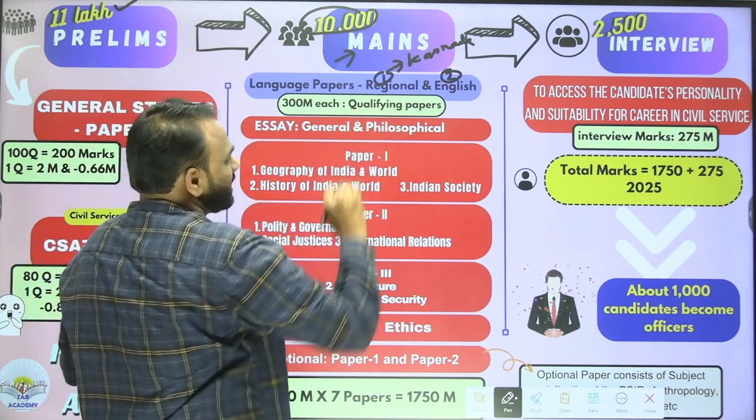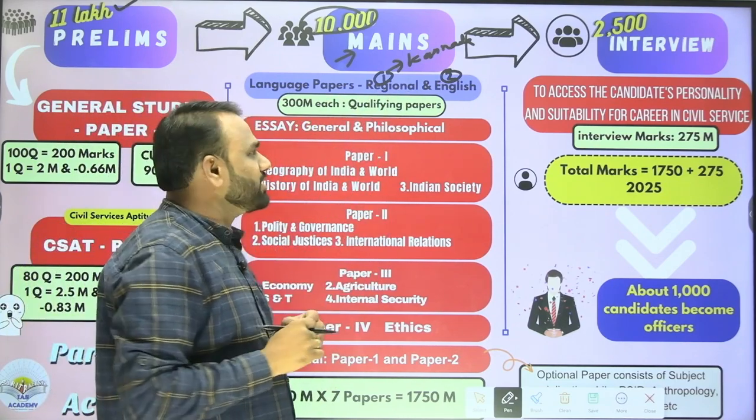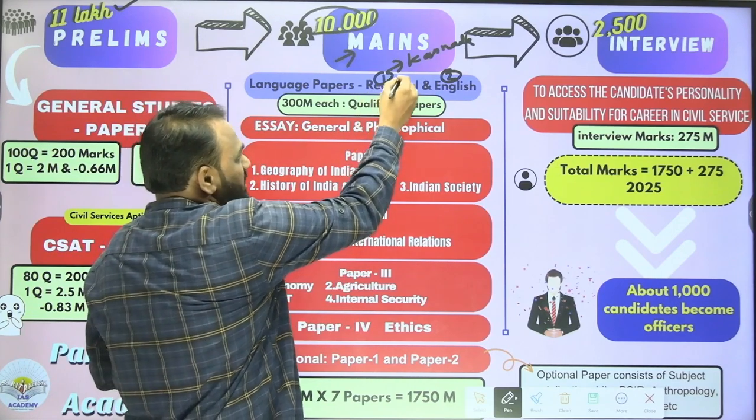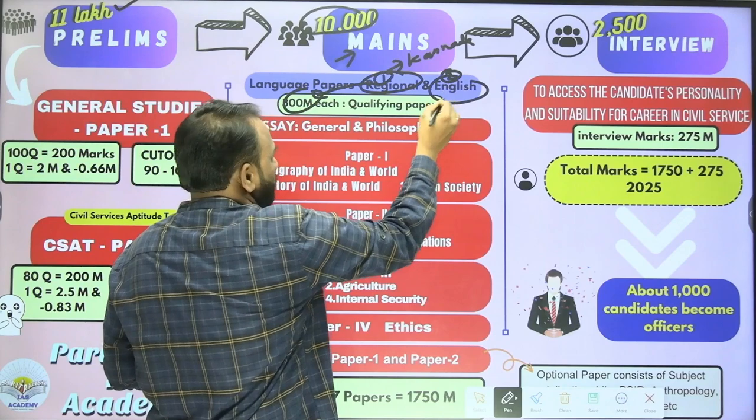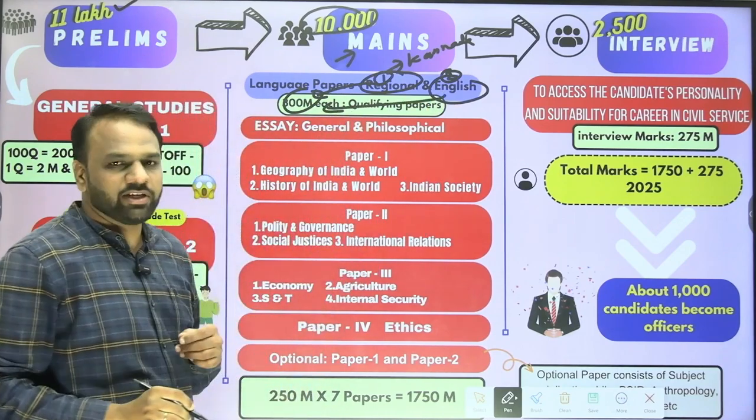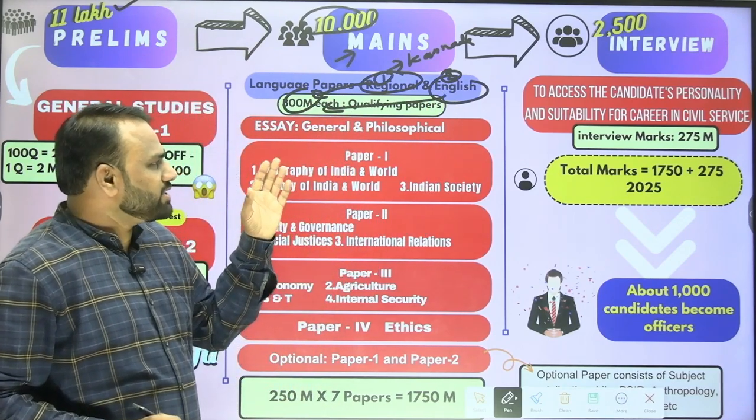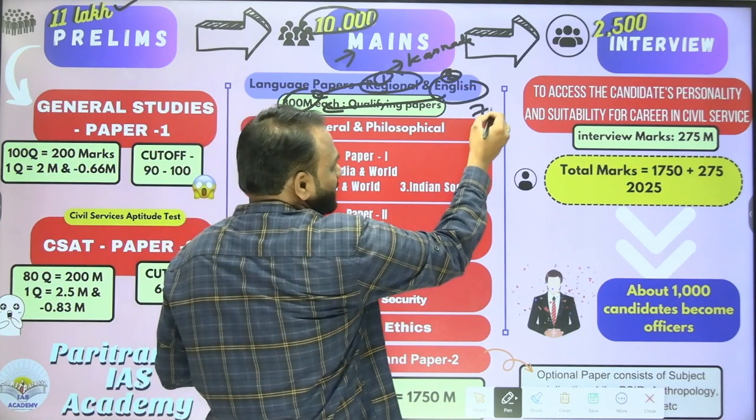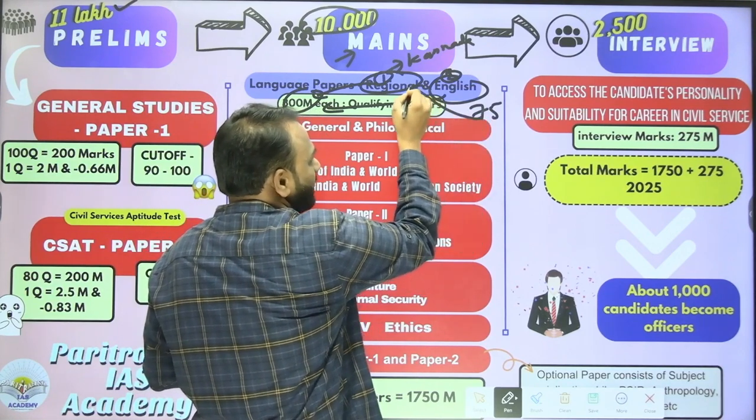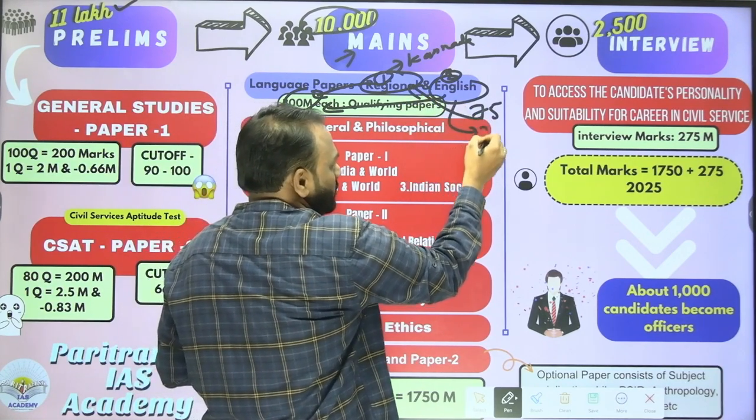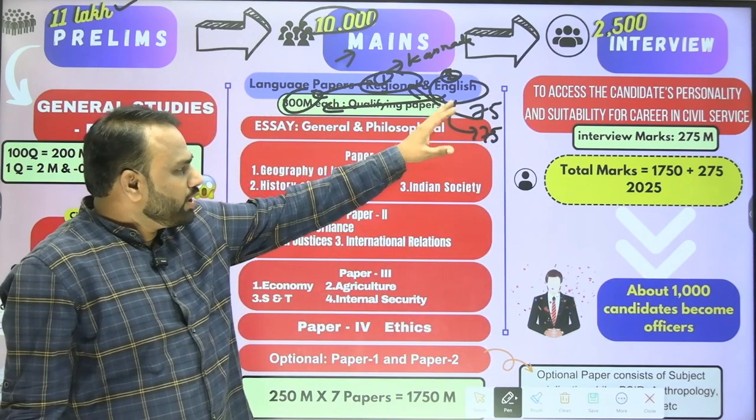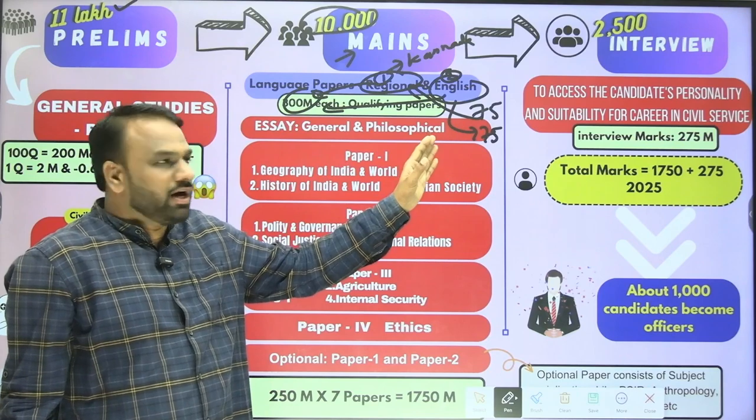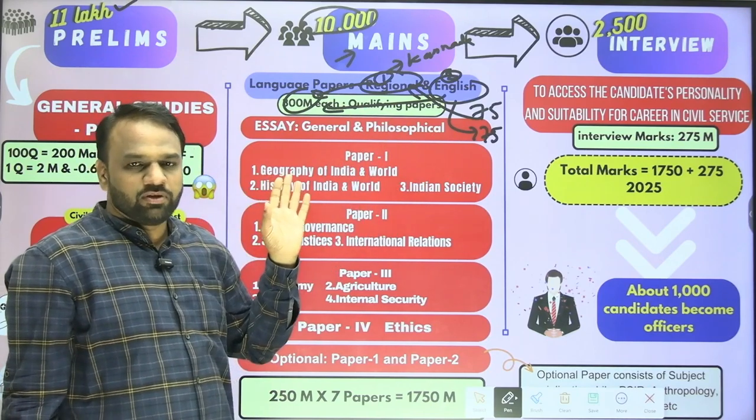Okay, so these 2 papers are qualifying papers. What is qualifying? This regional language paper, the Kannada paper, is for 300 marks. Similarly, the English paper is also for 300 marks. Qualifying in the sense that you have to get just 75 marks in each of them. 75 marks you should get in the Kannada paper, and in the English paper also you should get 75 marks. If you get 75 each, it means you are qualified in these 2 papers.